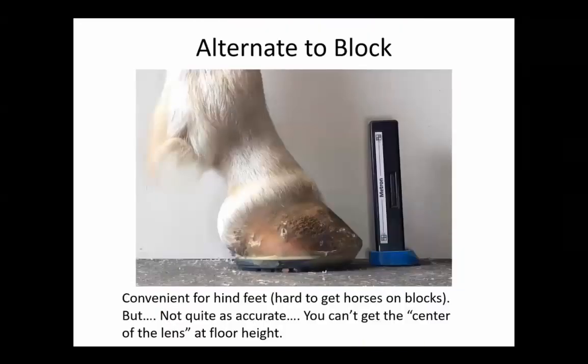And likewise, another way to do this is to have a scale marker, something of known size, that you place right at the toe, right at the center line of the toe, and then you take a photo. This is convenient for hind feet, especially because it's hard to get horses to stand on blocks with the hind feet. But it's not really quite as accurate because the center of the lens of the camera ideally has to be at the bottom of the foot, so it would have to be right down on the floor. You can't get the center of the lens on the floor.